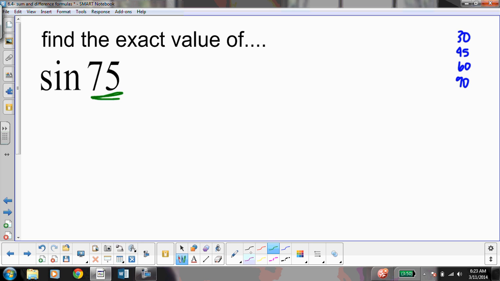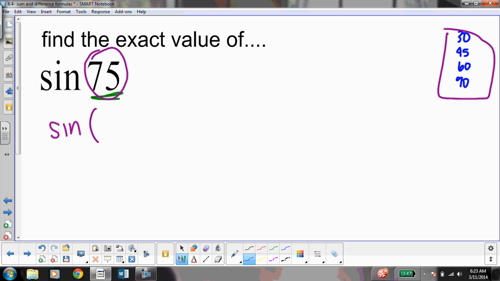75 is not a special angle. But we can apply the sum and difference identity here to represent 75 as a combination of two of these special angles. I can think of 75 as 30 plus 45. And again, I am not changing the problem here. 30 plus 45 is still 75.